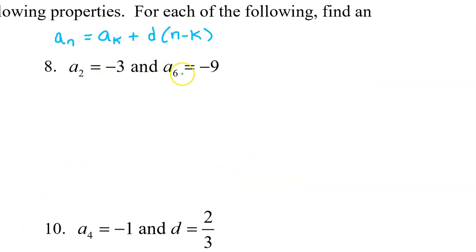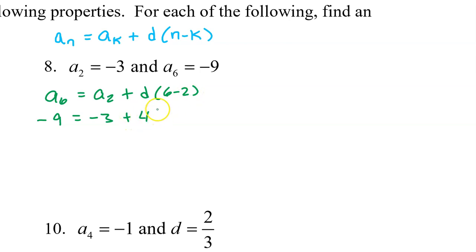Number 8. Let's put the a6 in the front. So we have a6 is equal to a2 plus d times 6 minus 2. So that's negative 9 is equal to negative 3 plus 6 minus 2, which is 4, so I will put 4d. Adding 3 to both sides, we get negative 6 is equal to 4d. And dividing both sides by 4, that will be negative 6 over 4, which reduces to negative 3 over 2.